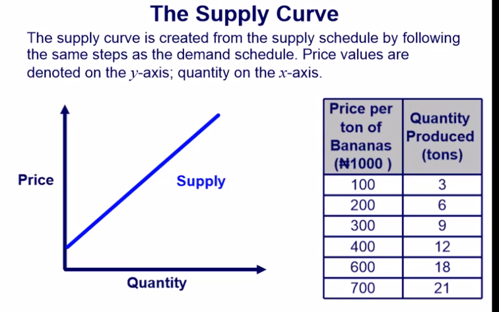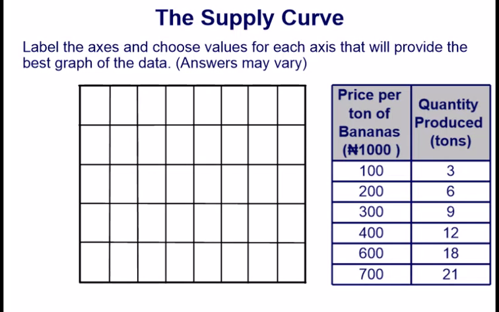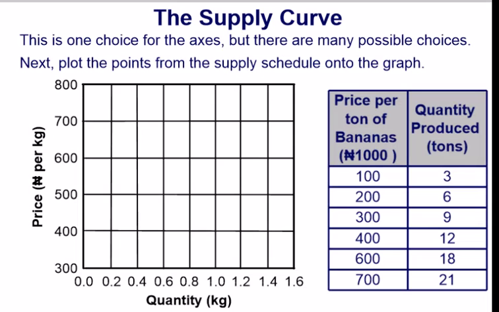The supply curve is created from the supply schedule by following the same steps as the demand schedule. Price values are denoted on the y-axis, quantity on the x-axis. Label the axes and choose values for each axis that will provide the best graph of the data. Answers may vary. This is one choice for the axes, but there are many possible choices.